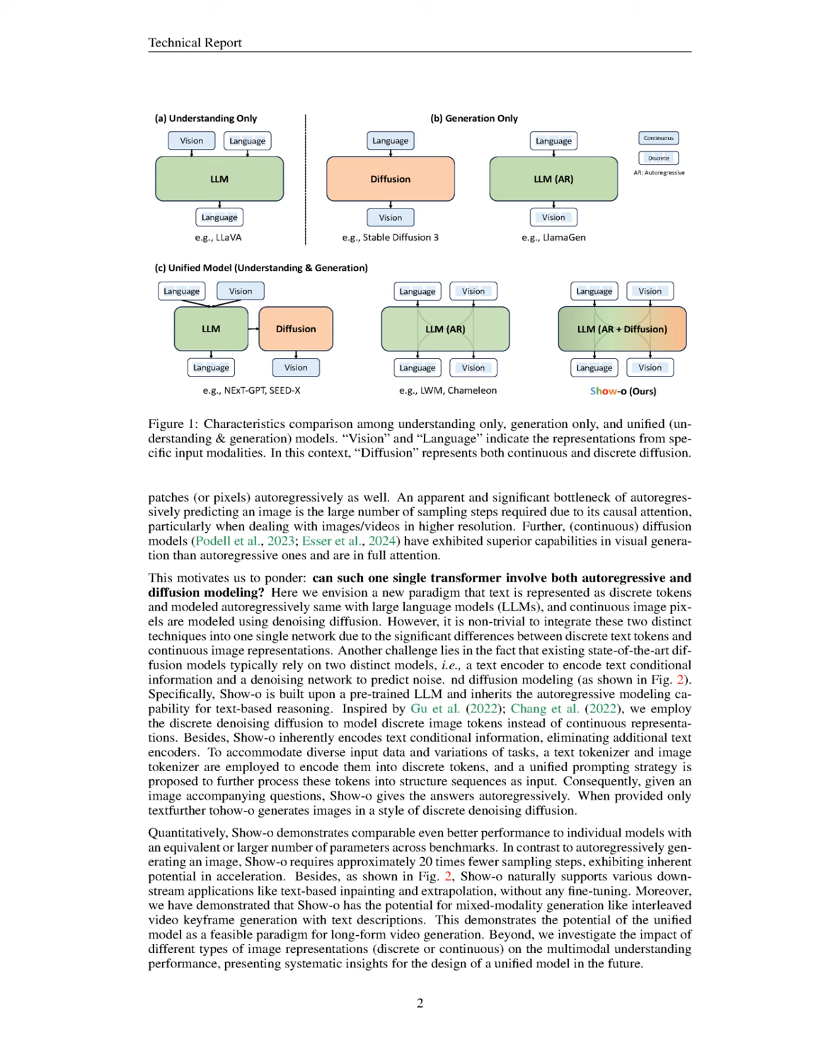This integration is crucial as it reduces the number of sampling steps required for image generation, enhancing efficiency compared to traditional autoregressive models. Additionally, SHOW eliminates the need for separate text encoders, inherently encoding text conditional information, which simplifies the architecture and improves performance across various multimodal tasks.